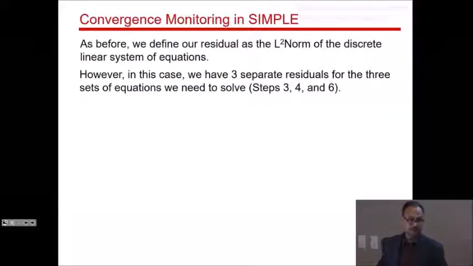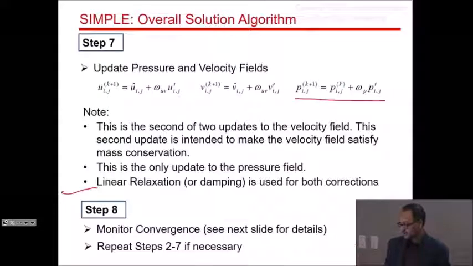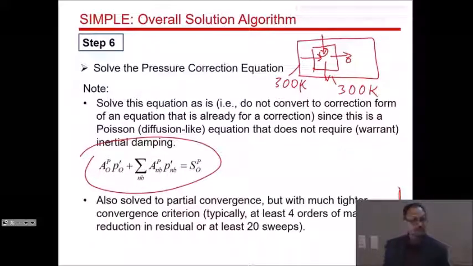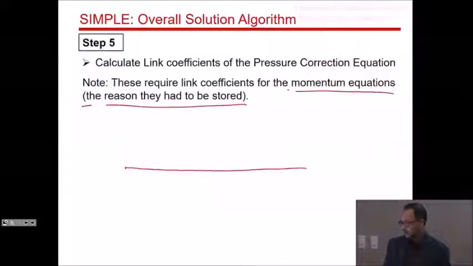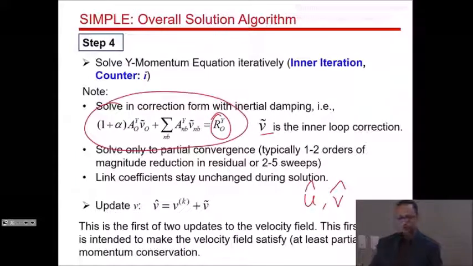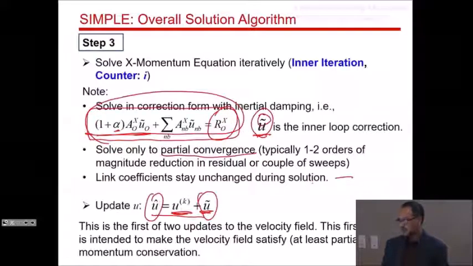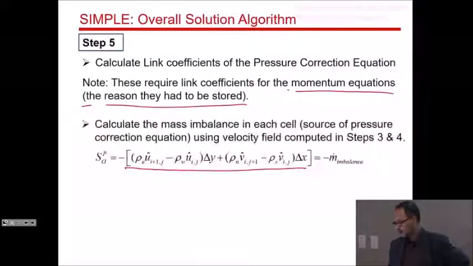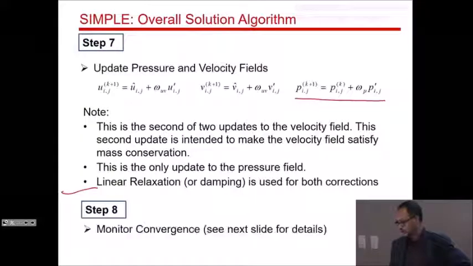If you go back, steps 3, 4, and 6, we are saying, so 6 is this equation, you're solving iteratively, okay? 4 is your y momentum equation, solving iteratively, and then 3 is your x momentum equation, again solved iteratively. So we have three sets of linear algebraic equations, we're solving iteratively, okay? So the question is, how do we monitor convergence and what do we do?